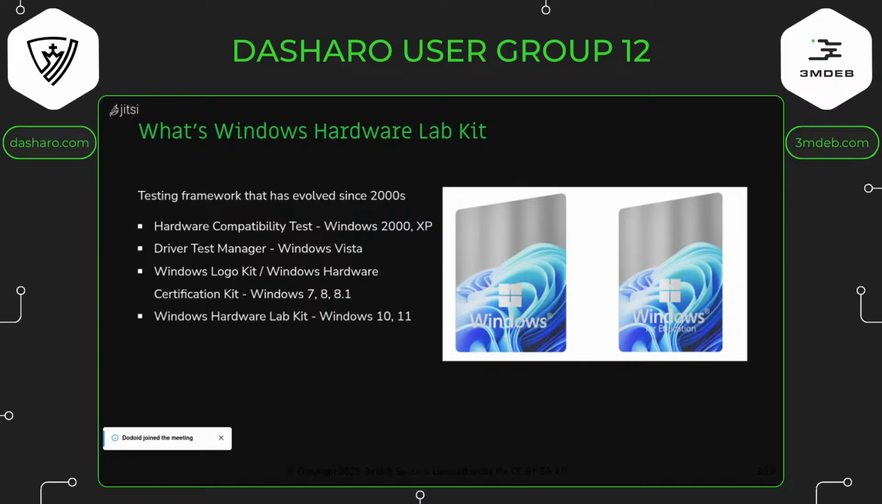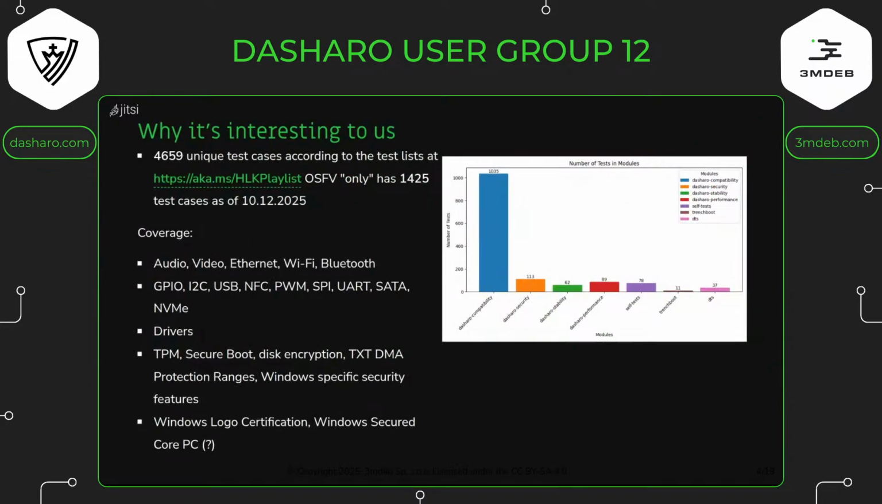So every time you see a Windows sticker, like those you can see on the right, on hardware, a laptop, PC, sometimes a game controller or printer, it was tested using Windows Hardware Lab Kit. And why is it actually interesting to us? Well, first, it's an industry-known tool that's being used by pretty much every vendor of any kind of hardware. If they want Windows users to use it, they will test it in Windows HLK.